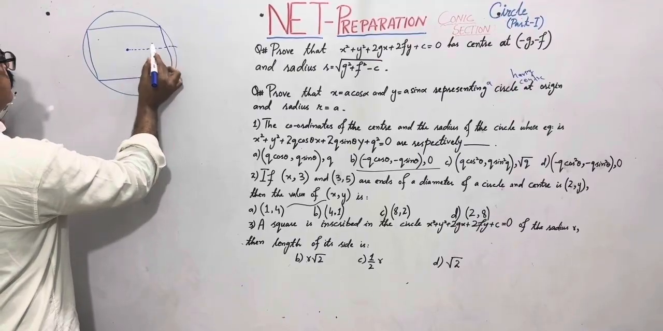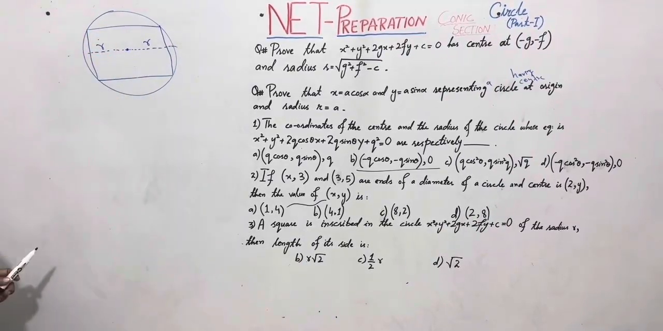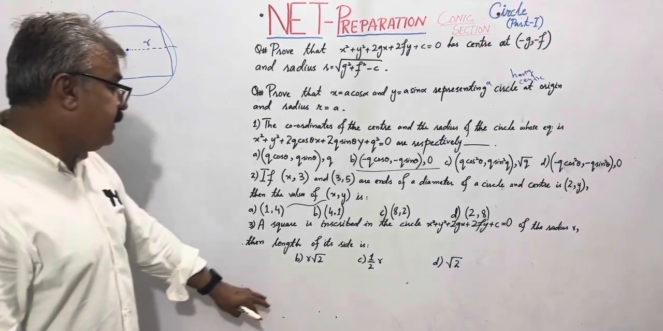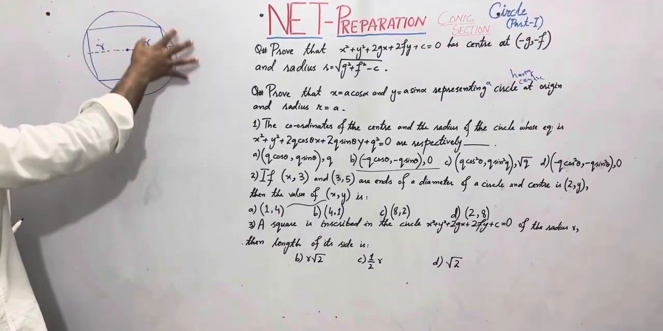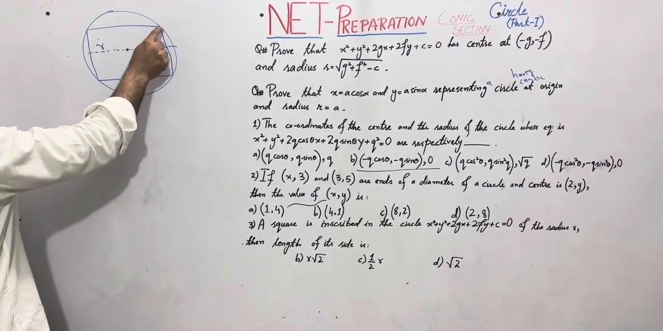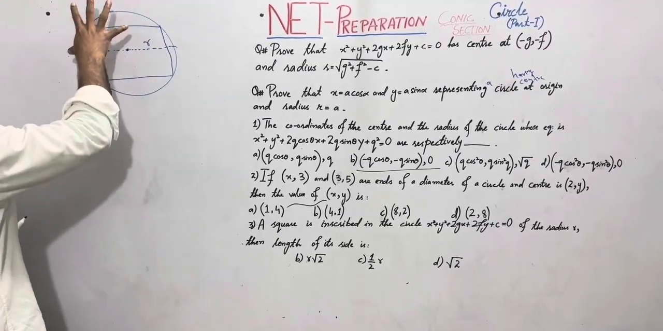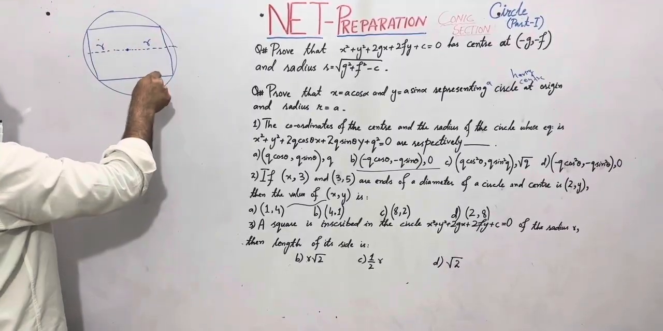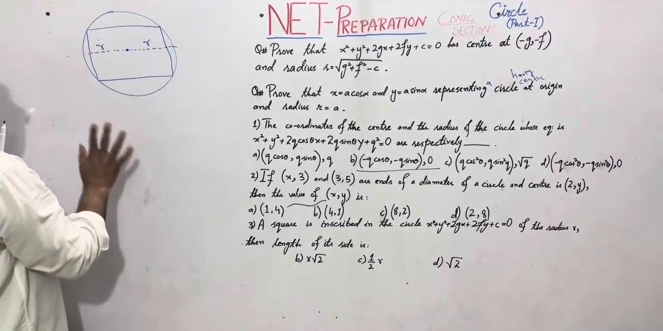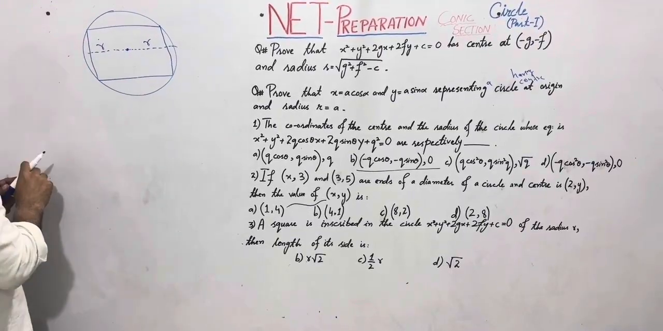This is equal to radius r. This is also radius r. Then what is the length of its side? A square has been inscribed in a circle. Such a circle is called a circumcircle, because it is a figure containing another figure.